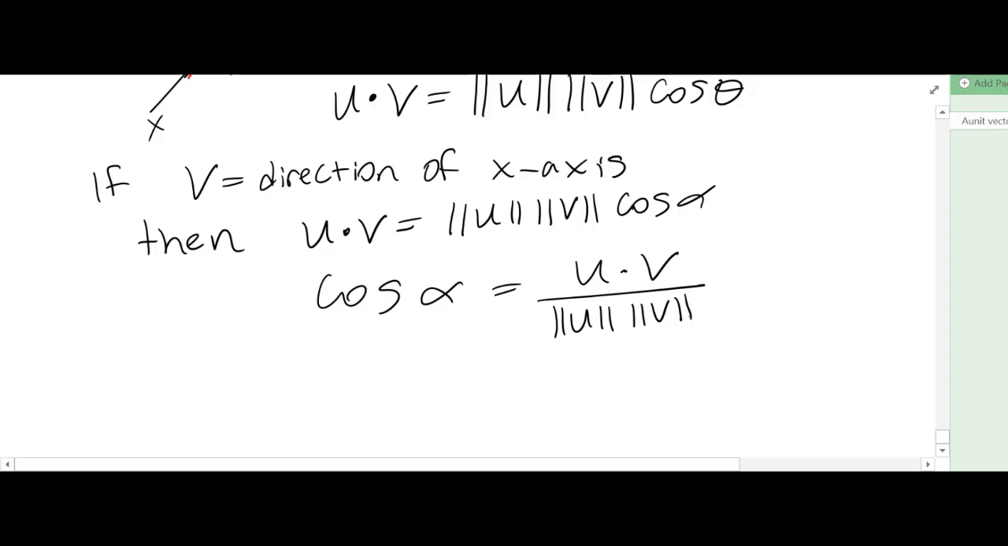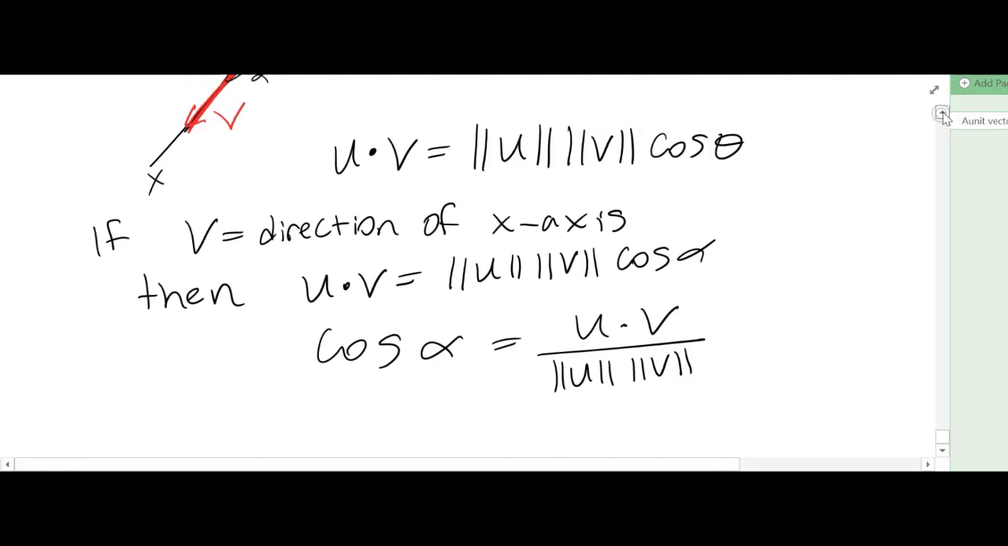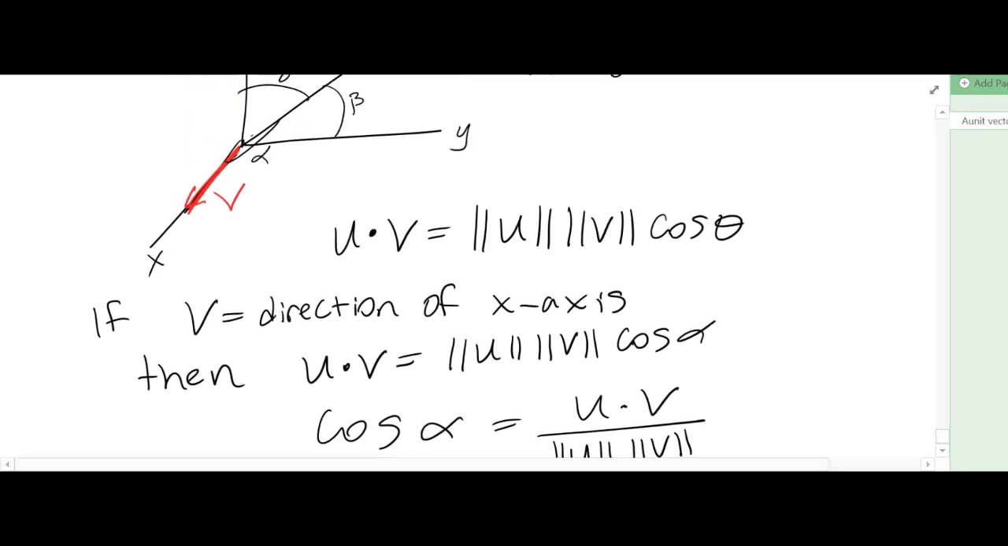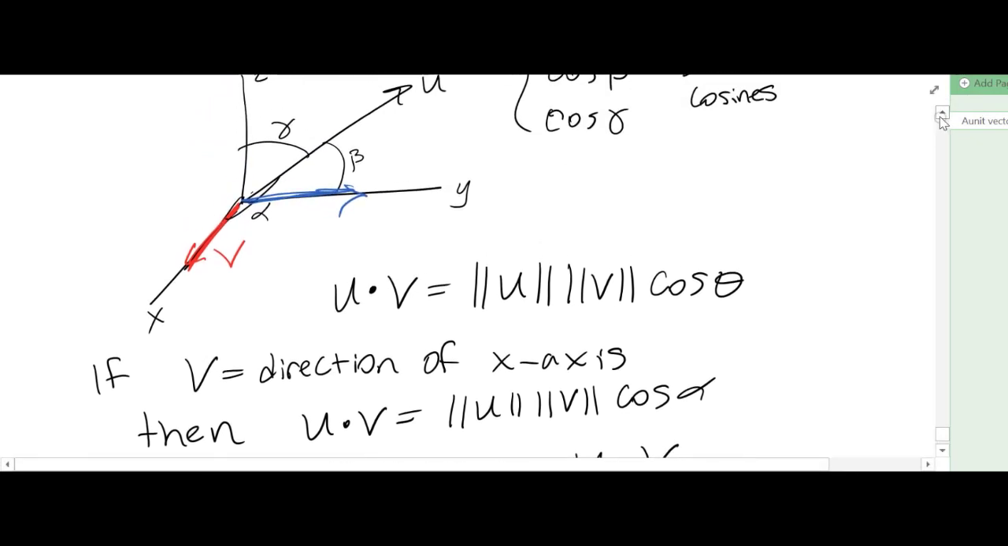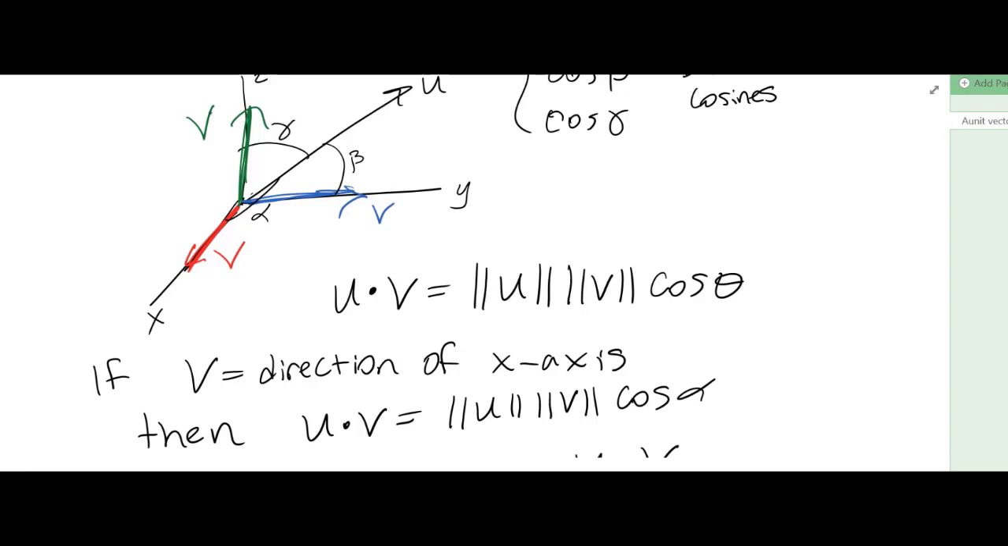And then similarly for the other two direction cosines, you can choose a vector in the direction of the y-axis to get cosine of beta. Then you can choose a vector here. But other than that, that's all I had. So I hope that was helpful.